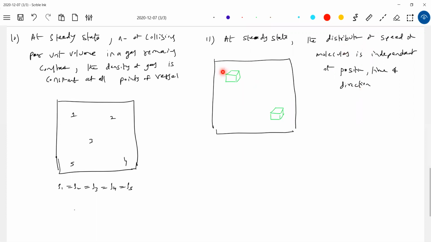Next, again, there are 10 molecules here, having velocity in different directions. Here also there should be 10 molecules, and they must also have velocities in the same directions like this. So what does it mean? The distribution of speed is independent of position, time, and also direction. I'll give a diagram like this, which is better. So what you learn about the behavior of gas at one point, it will have the same behavior elsewhere.